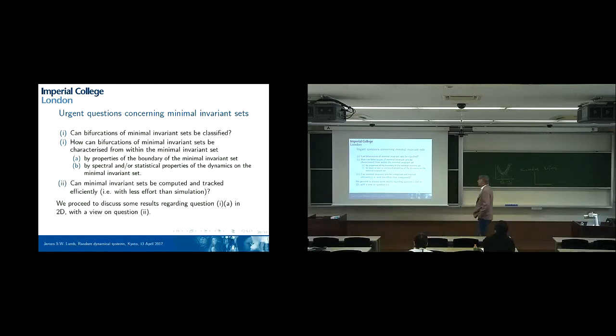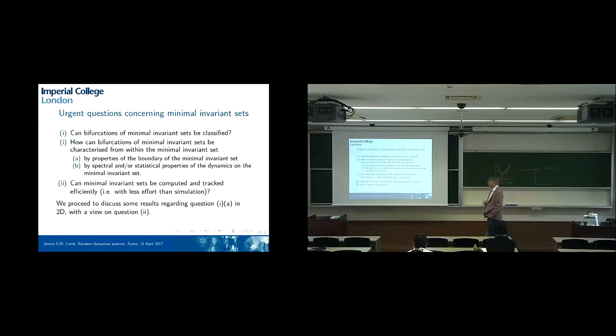Another important question is, how can these bifurcations be characterized? Maybe from the invariant set. Can we say something about boundary properties? Here it's not so interesting, it's just intervals, but in higher dimensions we can have more complicated shapes. Does the shape of the invariant set tell us something about whether we are close to bifurcation? Or can we say something about just those dynamics that sit inside an invariant set? Can we pick up properties of the dynamics inside an invariant set that tell us that we are maybe close to an instability of the set-valued system? Another very important point is, can such minimal invariant sets be computed and tracked efficiently?